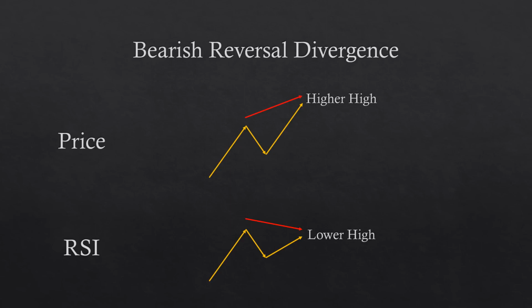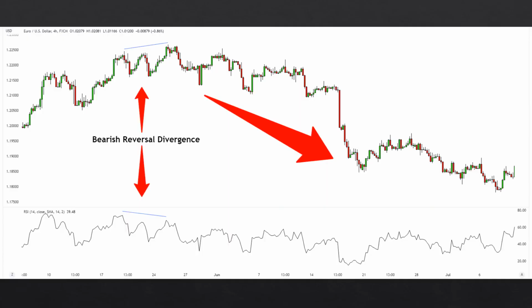When price starts to create higher highs while the RSI is producing lower highs, we have a bearish reversal divergence signal. Take a look at this price chart. Notice that in the blue lines, price is creating a higher high while the RSI is creating a lower high, therefore creating a bearish reversal divergence signal. Right after that, price reversed to the downside, as you can see by the large red arrow.